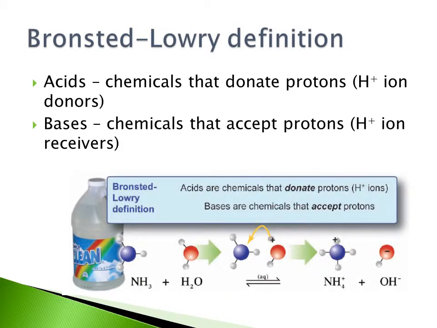For example, in this equation we have ammonia, NH3, which we typically find in cleaners, plus water. We see that the water will donate an H plus to the NH3. Because water is donating the H plus, in this case it's acting like an acid, and NH3 is receiving the H plus, so it's acting like a base. Through that acid-base reaction, we've now created NH4 plus and OH minus.